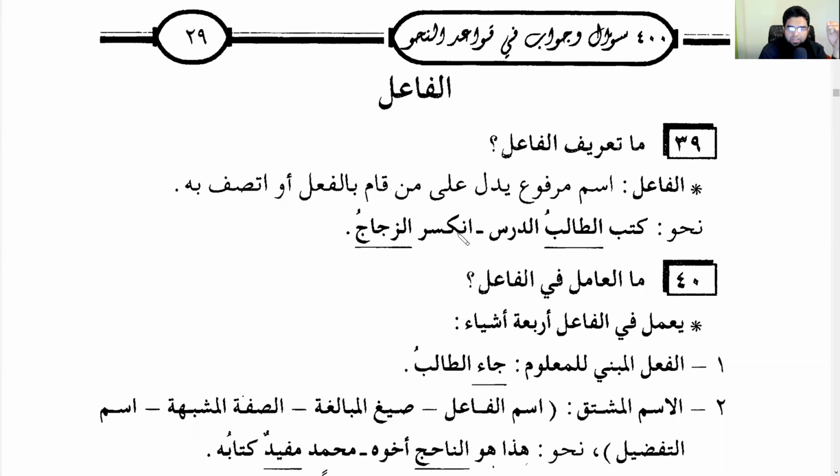So he gives an example for both. For example, نحو كتب الطالب الدرس. The student wrote the lesson. انكسر الزجاج, the glass broke. So the glass is not actually doing the action, right? You're ascribing the action to the glass. So that is also fa'il. It's not necessary that the fa'il should be actually the doer. It could be a thing, and the breaking happened to the thing. So culturally we ascribe the action: the glass broke, the tire got punctured, something like that.